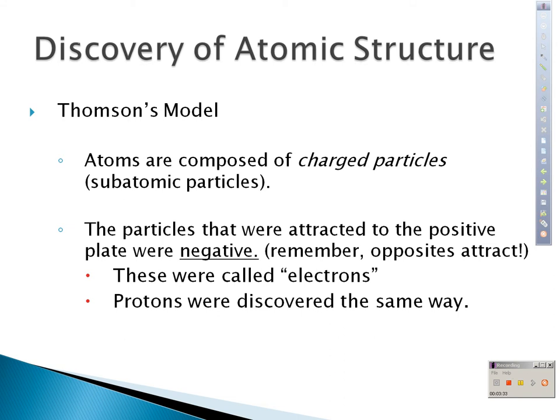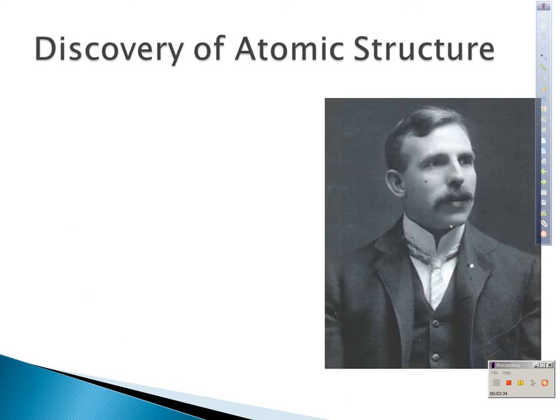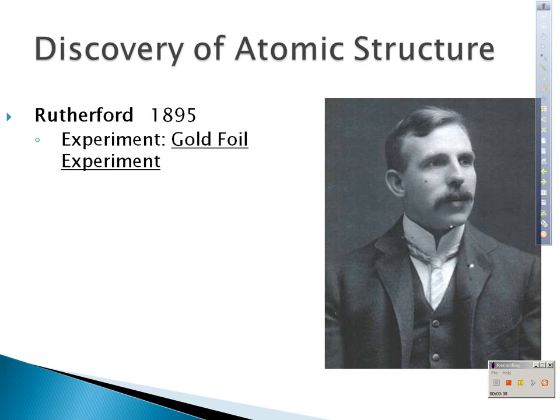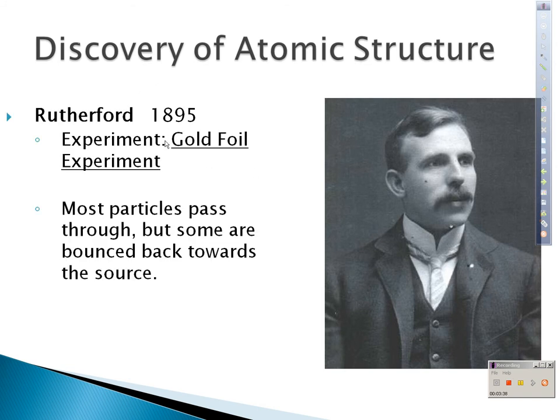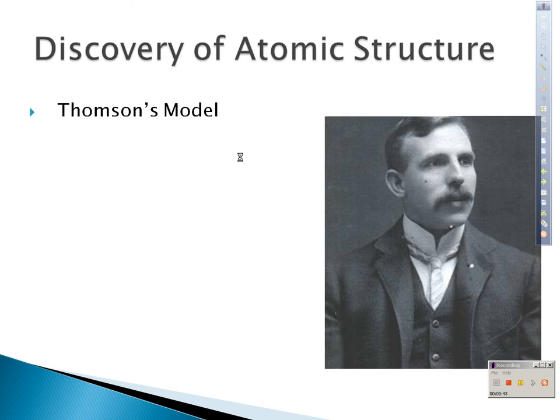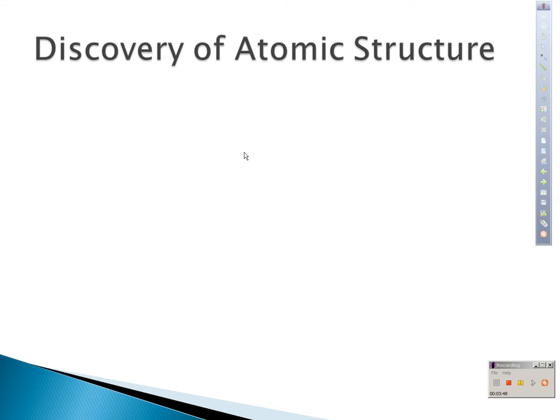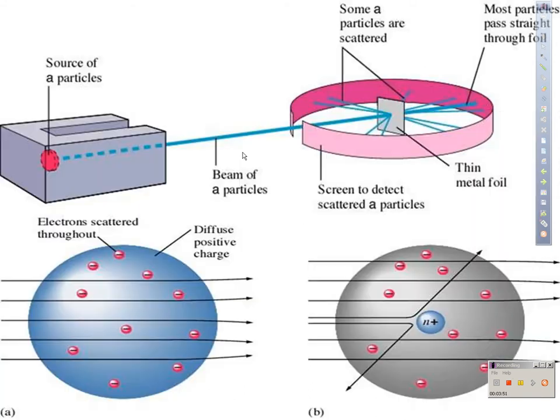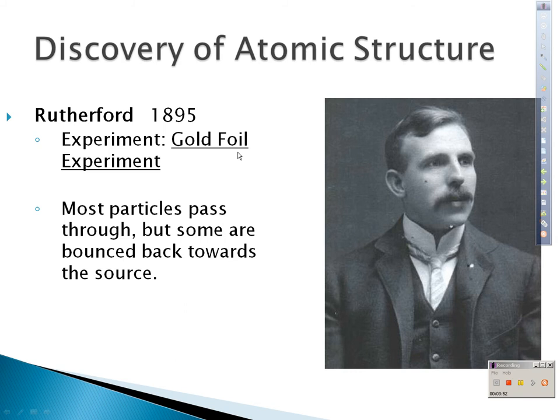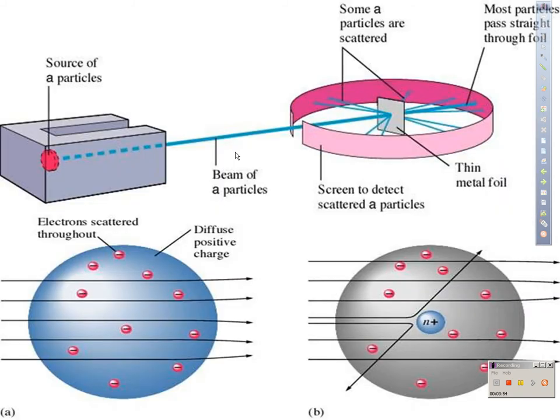Protons were discovered much the same way. With Rutherford right here, he discovered the nucleus of the atom using a gold foil experiment. So with Thomson, it was the cathode ray tube that was his experiment, and he discovered the electron. With Rutherford, it was the gold foil experiment, and he discovered the nucleus. What they were thinking is that the model was a diffuse positive charge with electrons scattered throughout, because we knew there were electrons. We didn't really know if there were protons in there somewhere.